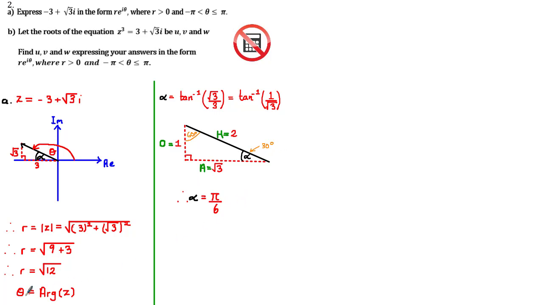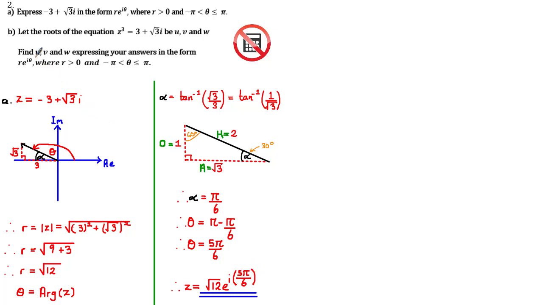We can now work out theta, the argument of z, by doing pi minus pi over 6, giving us 5 pi over 6, which is an angle between negative pi and pi radians, okay? And therefore, we can express the complex number z in exponential form as the square root of 12 times e to the power of i 5 pi over 6.